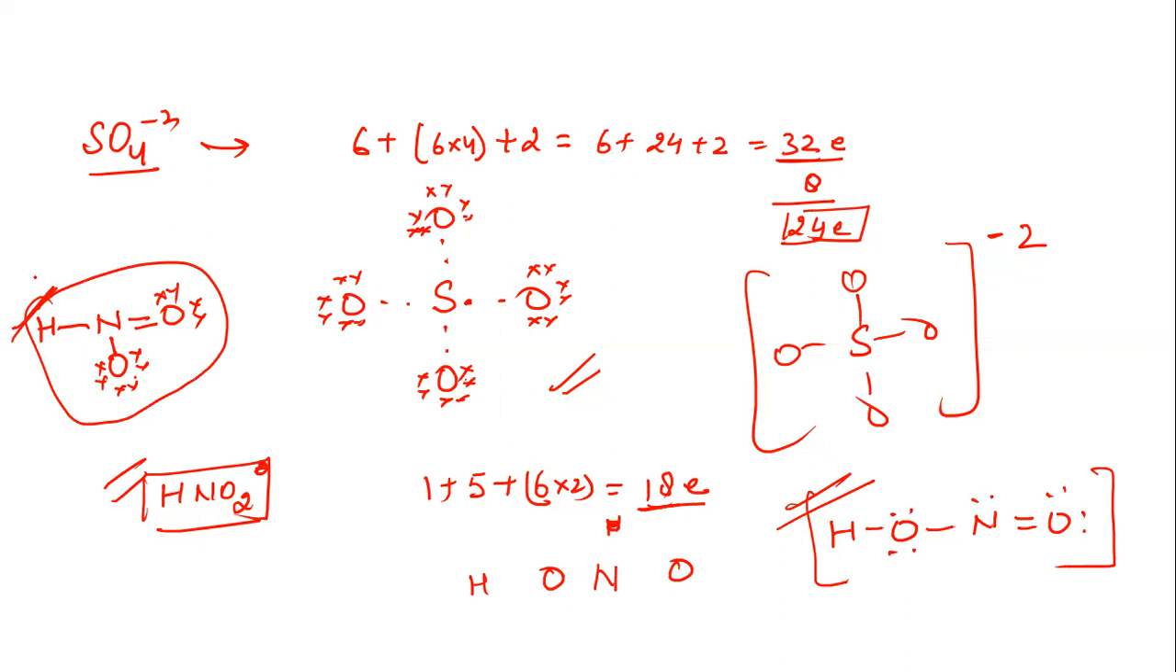Now there will be a slight change in this one. What change are we going to have? Now this structure is the correct one. We have a concept of formal charge that I will tell you. We have to check whether the structure is correct or not using formal charge. We will discuss how to apply it in making these structures.